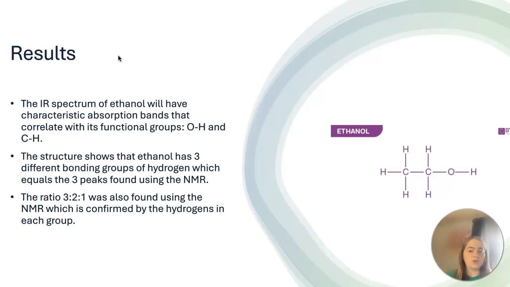This is the structure of ethanol, and it shows how the 3 different bonding groups of hydrogen equal the 3 different peaks that we found earlier, and it shows the ratio 3:2:1 that was found using the NMR, and it corresponds with the hydrogens in each of the groups. You can also see the different functional groups that were found using the IR spectra.